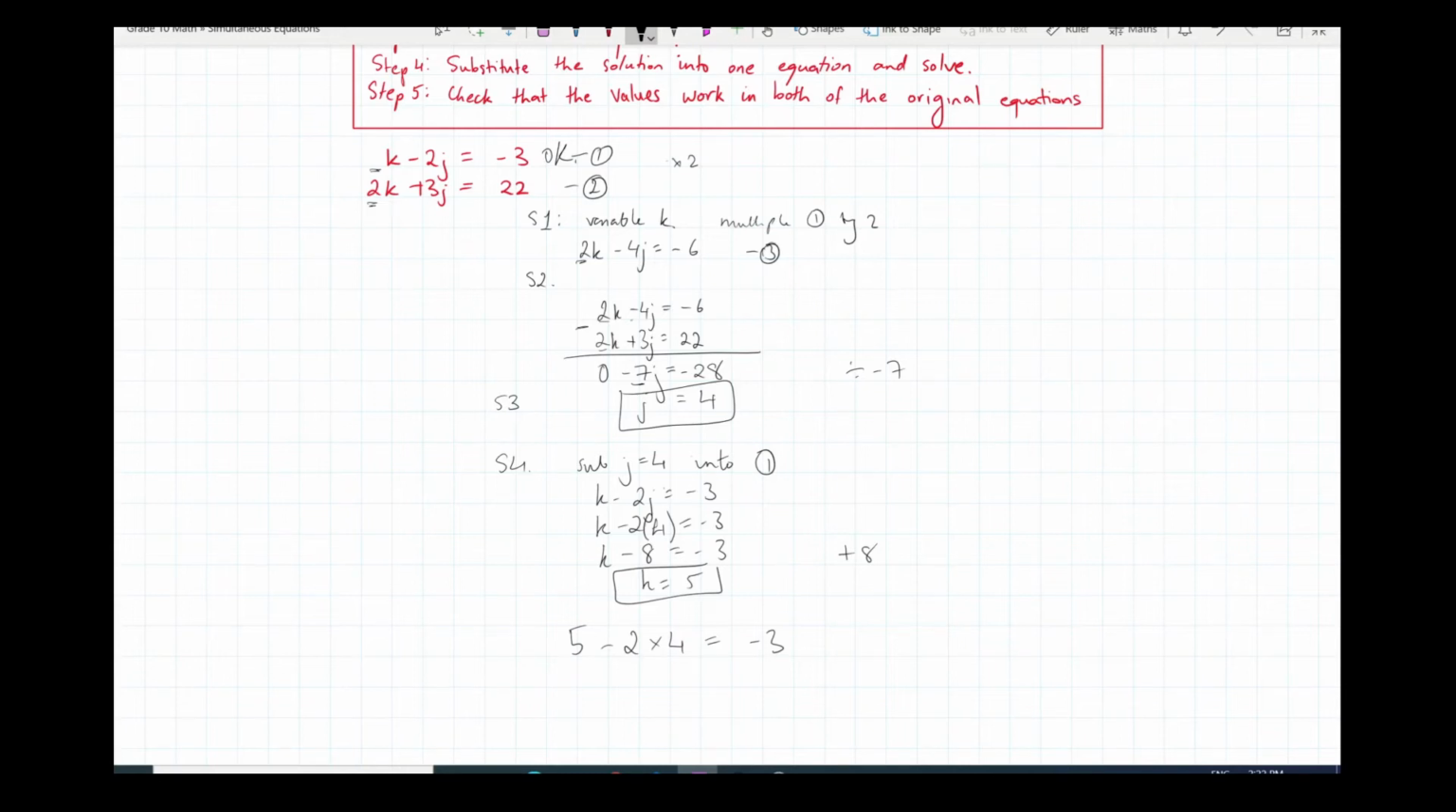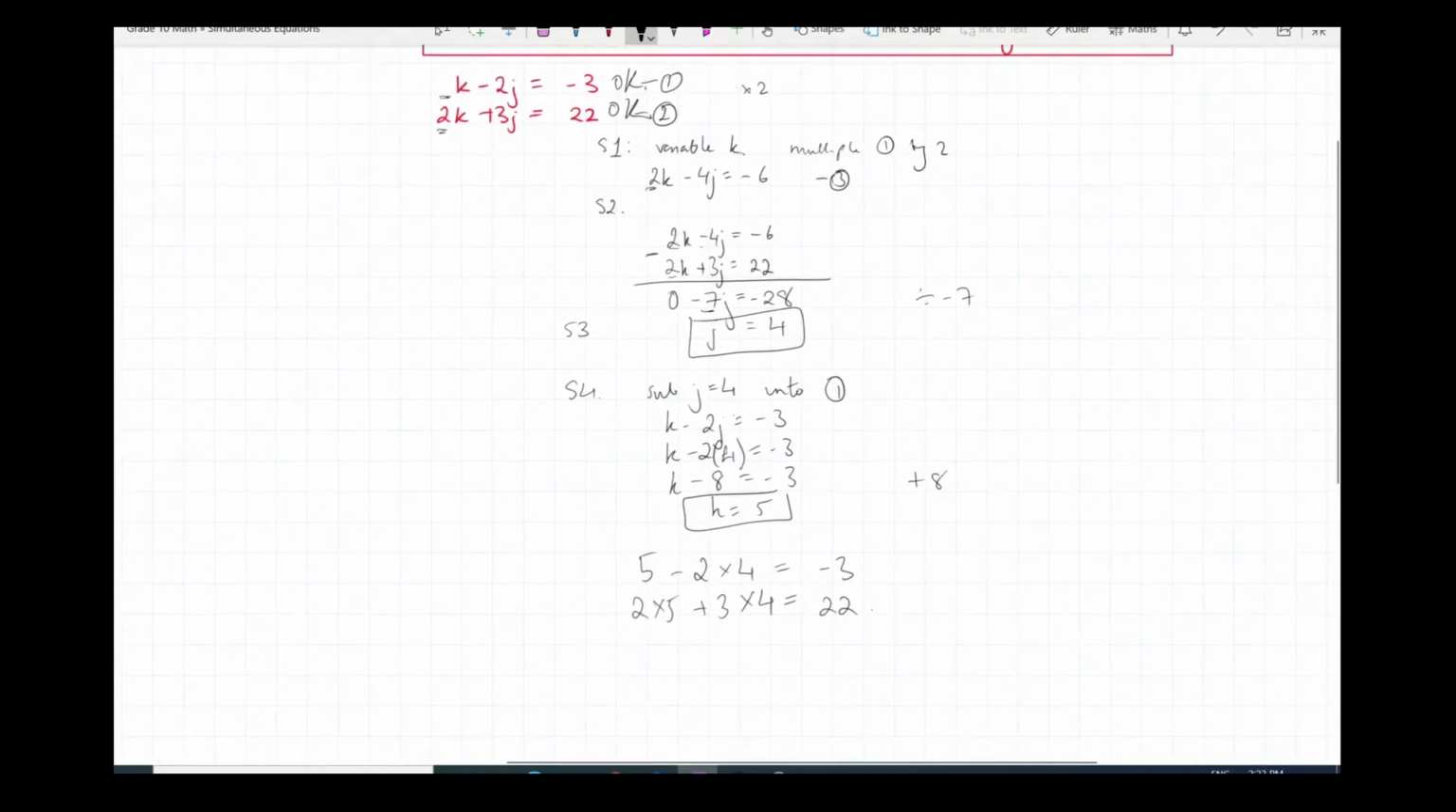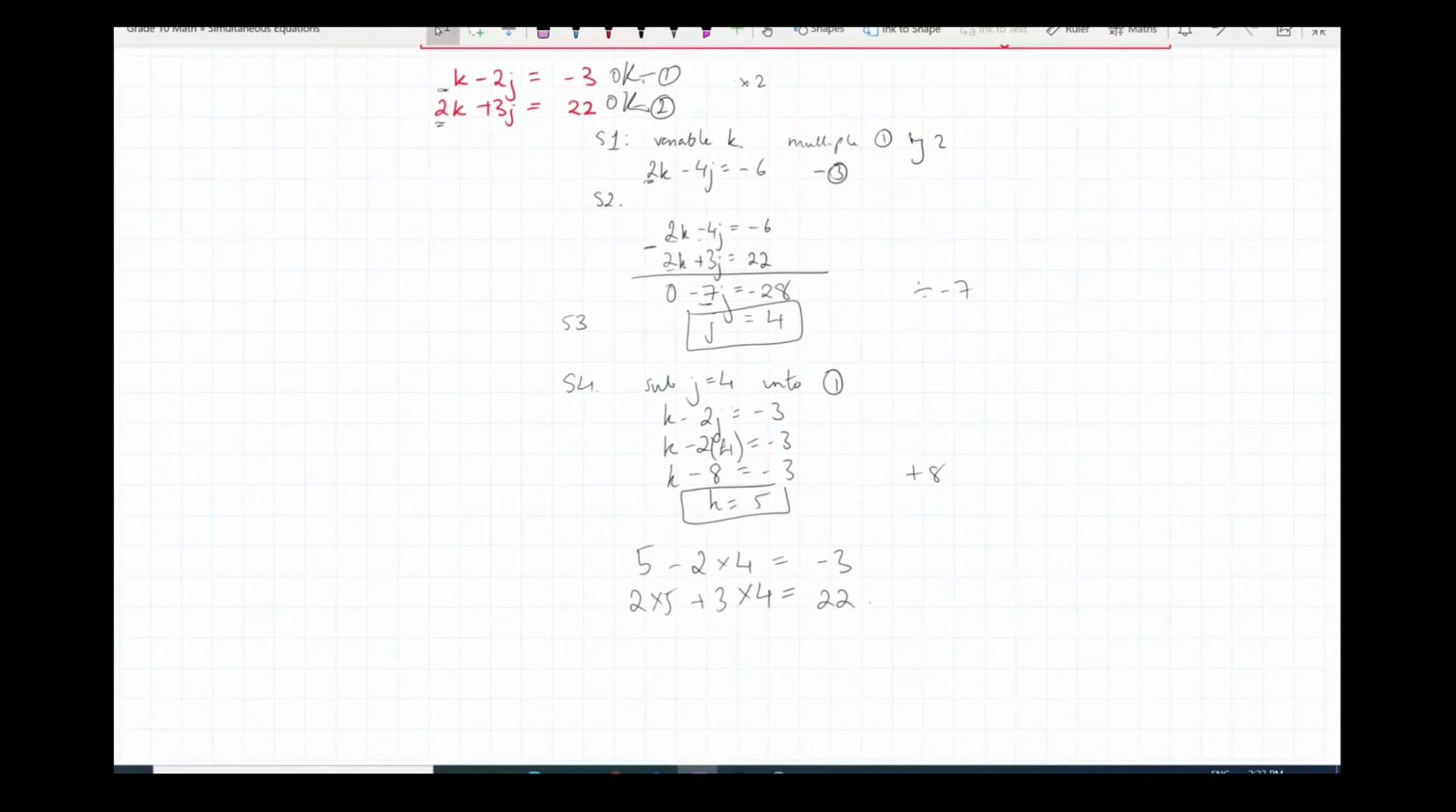And then the next one is 2 times k, so 2 times 5 plus 3 times j, which is 4. And that should equal 22. So this is 10 plus 12, which is 22. So that's okay as well. So that's our answers. J equals 4 and k equals 5.